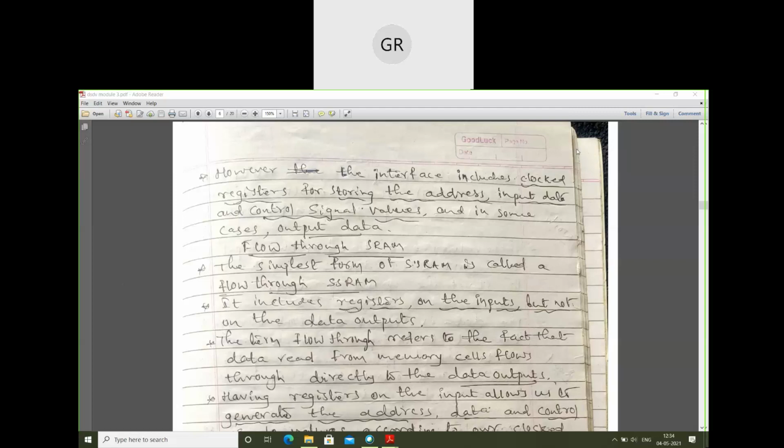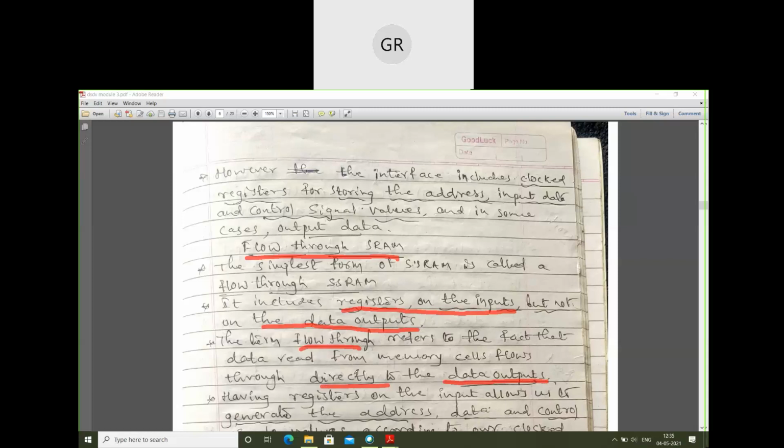See here, this flow through SRAM is a synchronous SRAM. Just remember, it includes registers on the inputs but not on the data outputs. Then why is it called flow through? The term flow through refers to the fact that data read from memory cells flows through directly to the data outputs. Remember why it's called flow through.